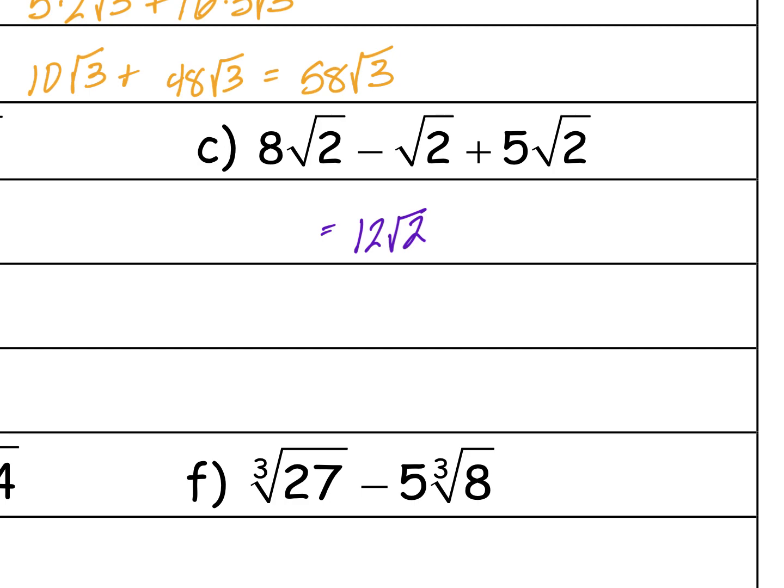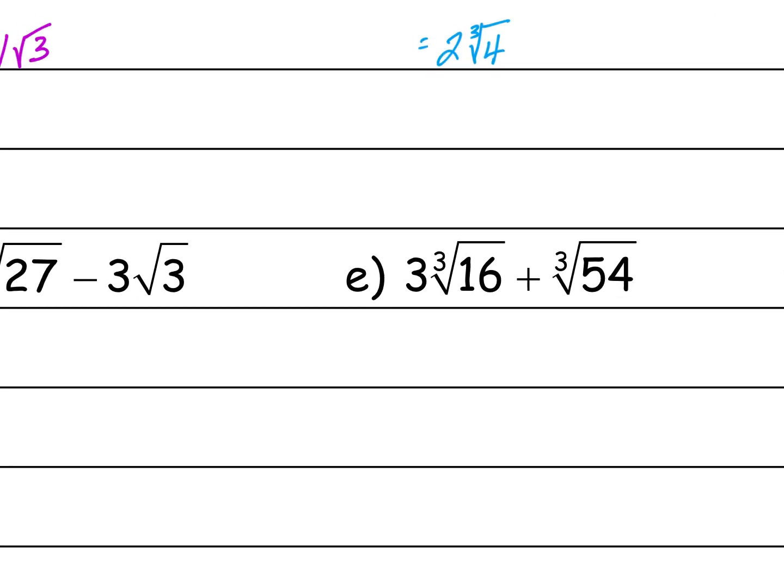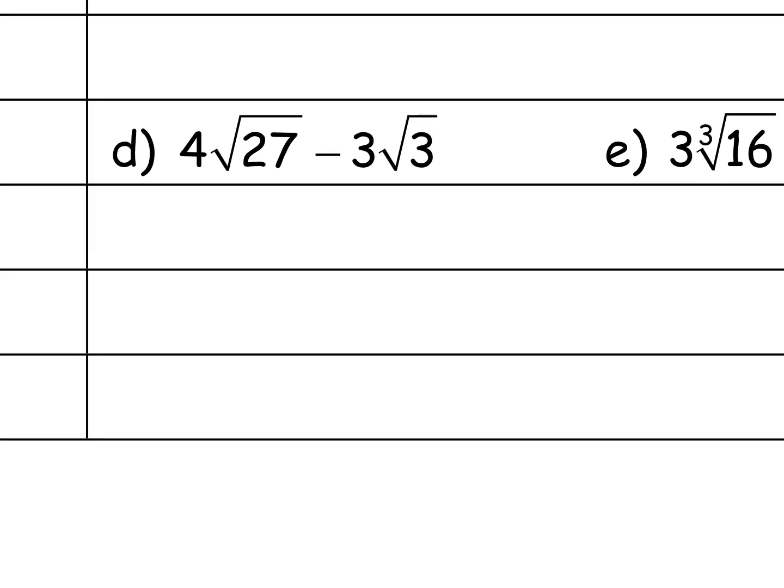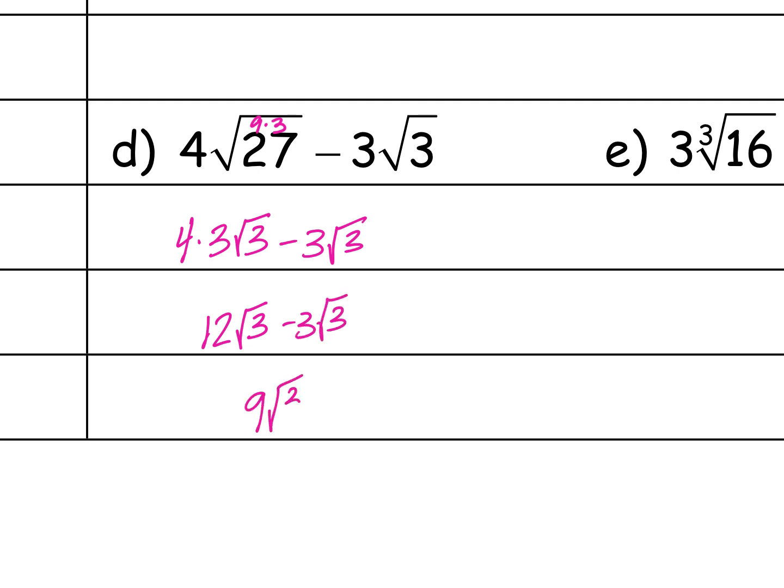Okay. And then once we come down here, we're going to have to simplify some roots. So 27 is 9 times 3. So 4 times 3 square root of 3 minus 3 square root of 3 would be 12 square root of 3 minus 3 square root of 3 is 9 square root of 3. Okay.